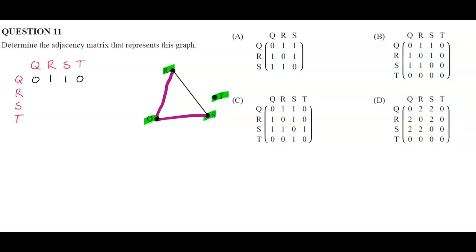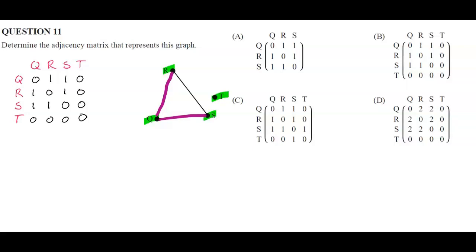Okay, let's have a look at R. R to Q, there's no direction, so we've got 1 there. R to R, there's no loop, so that's going to be a 0. R to S is 1, R to T is 0. Do the same for S. S to Q is 1, S to R is 1, S to S, there's no loops, so that's going to be 0. S to T, there's no edges connecting there, so that's also going to be a 0. And you'll notice T is not connected to anything with an edge, so we could just go 0, 0, 0, 0.